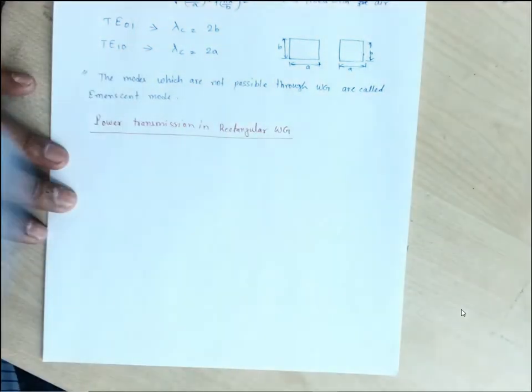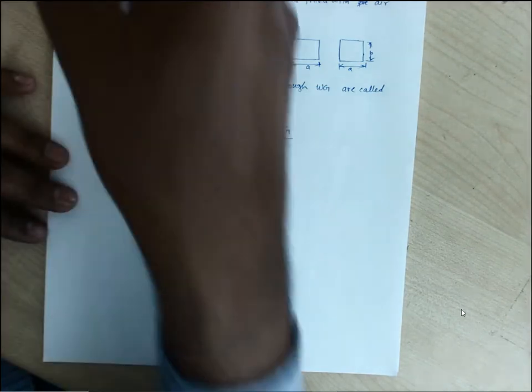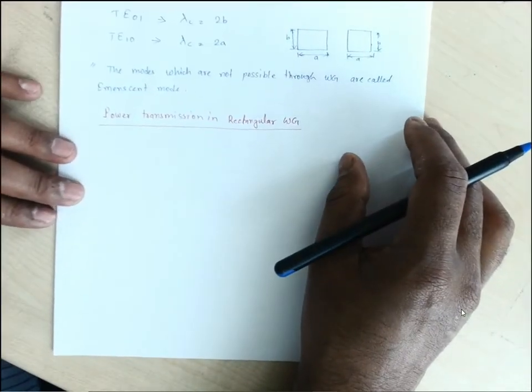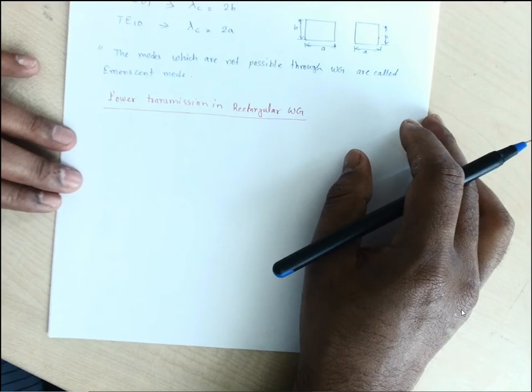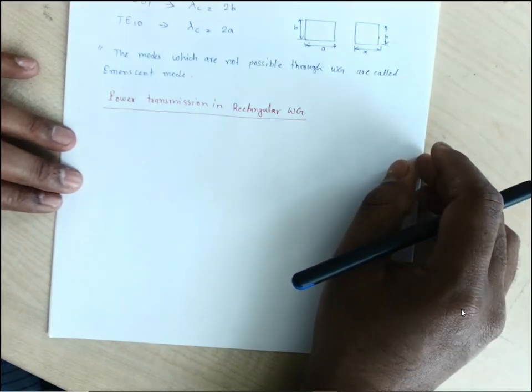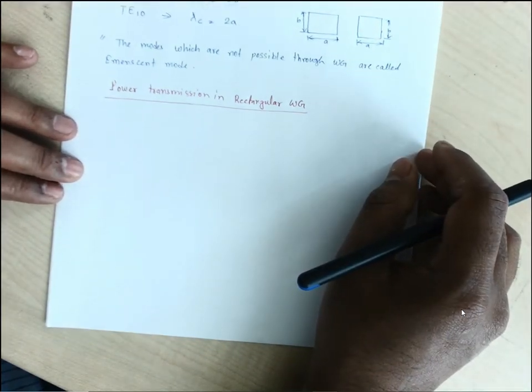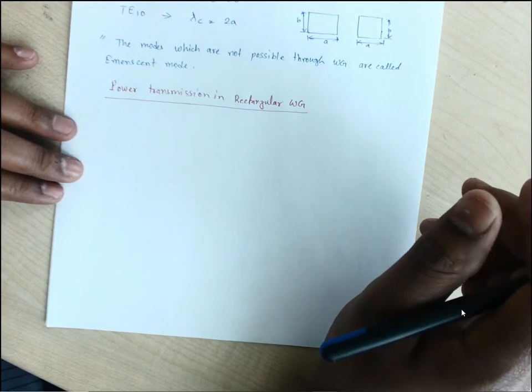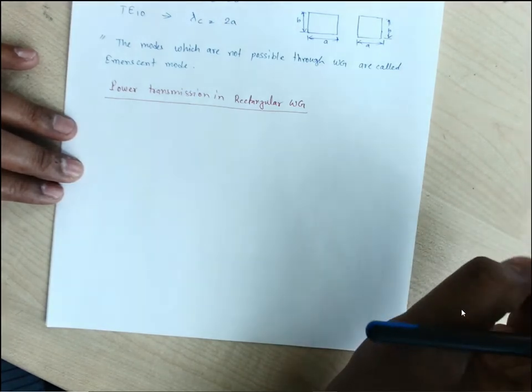Power transmission in rectangular waveguide. It is the same thing we have seen for the Poynting theorem. Power can be calculated by means of the complex Poynting theorem.